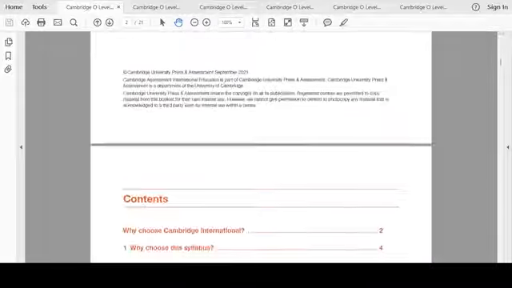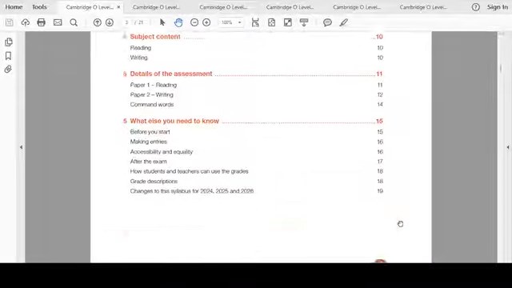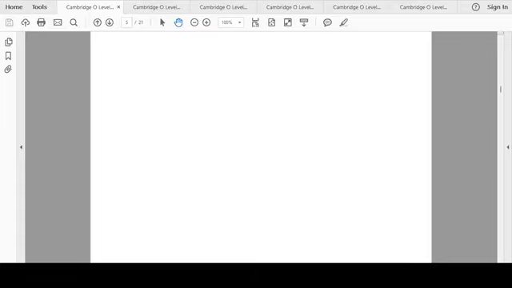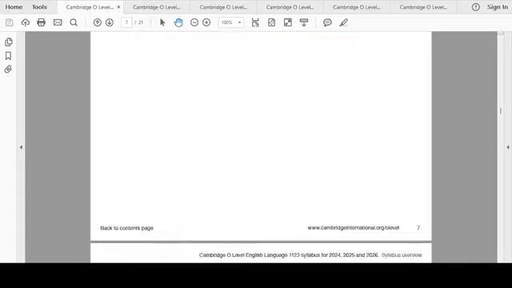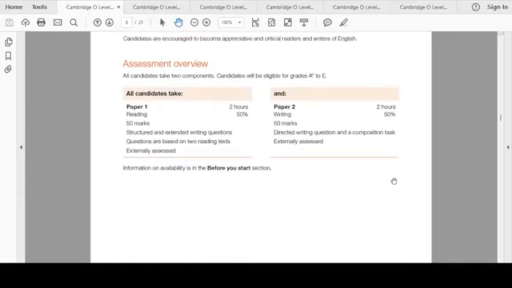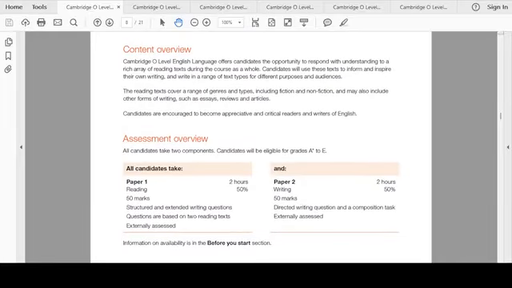So this is the syllabus document that you can see on screen. We're skipping the pages with all the introductory mumbo jumbo, and here we have the content overview. By the way, if you have any questions, just put them in the chat, since your mics aren't working, and I'll address them.